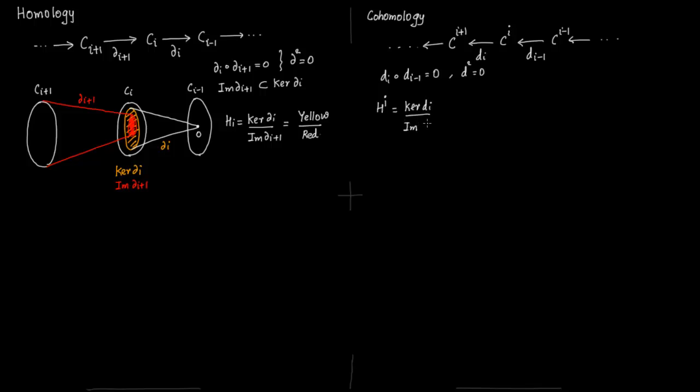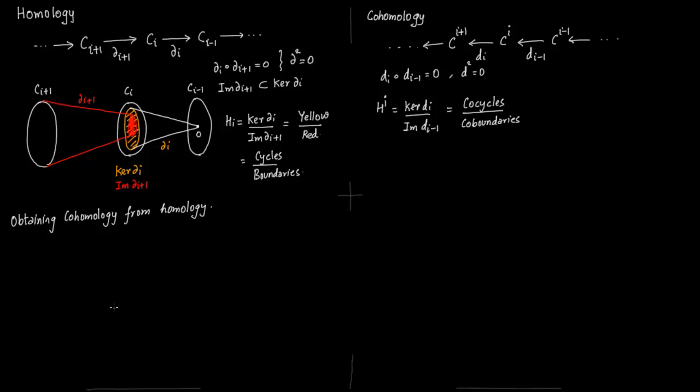So you can have the cohomology groups, that is the kernel of d^i over the image of d^{i-1}, and you can draw a similar figure associated with the cochain complexes. So we call the kernel of d^i co-cycles and the image of d^{i-1} co-boundaries. And in homology we have the kernel of delta_i as cycles and the image of delta_{i+1} we call boundaries. Now we want to obtain cohomology from homology. So in homology we have a chain complex and in cohomology we call that chain complex a co-chain complex. So let us now obtain this cohomology from homology.